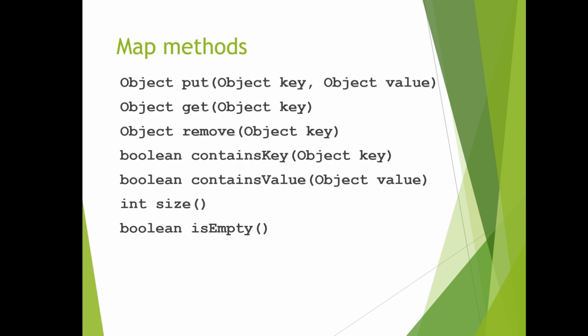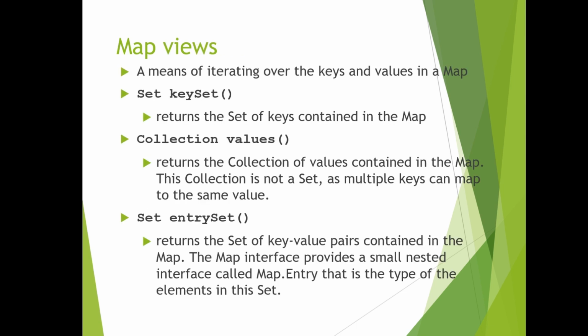So we have map methods. We have the put method, get method, remove method, containsKey, containsValue, size, and isEmpty. So we have different types of map methods: put, get, removing a map element, and whether it contains the key or the value. We'll see how exactly these methods work in a demonstration.